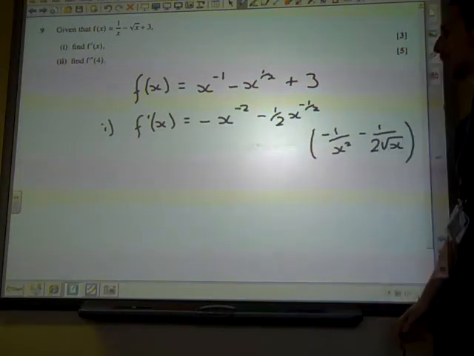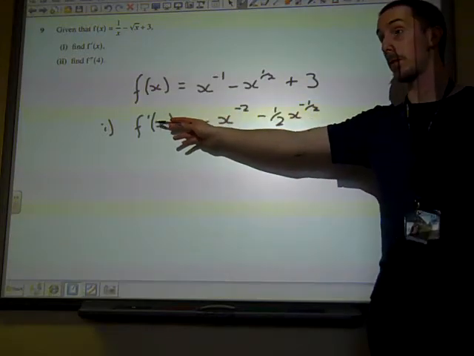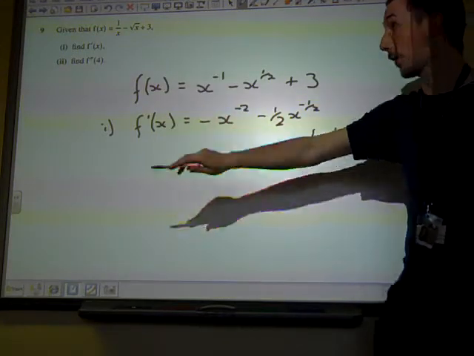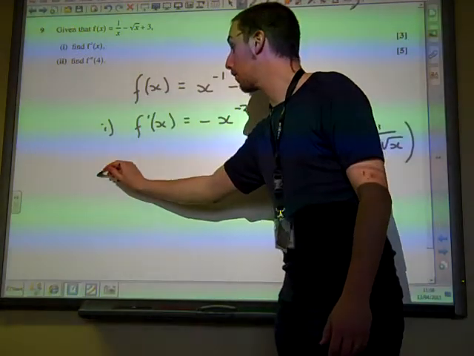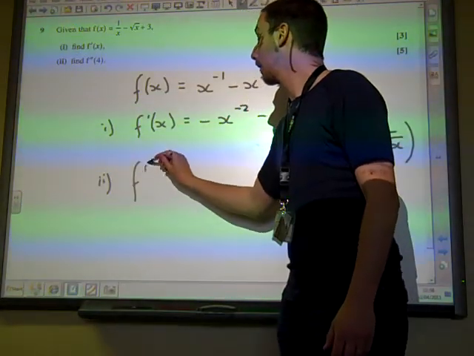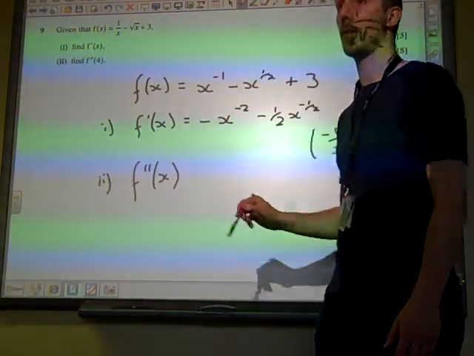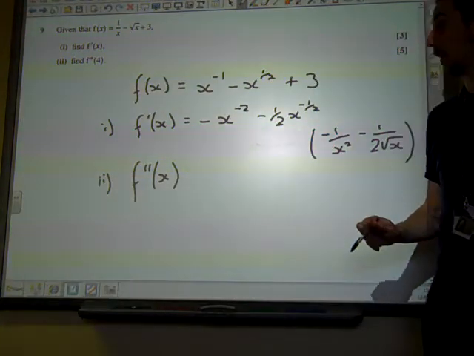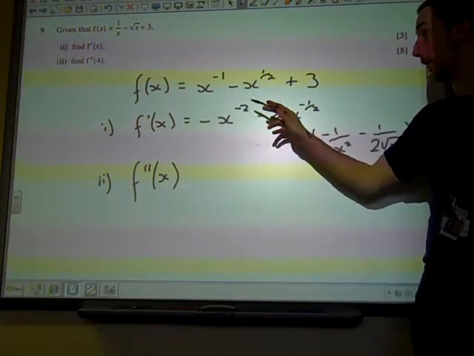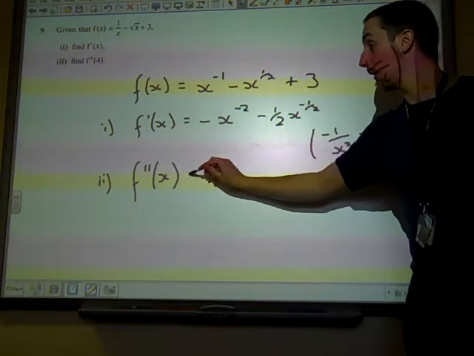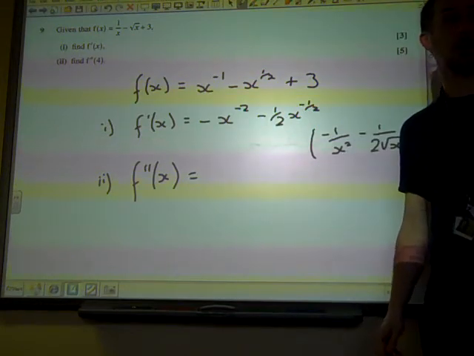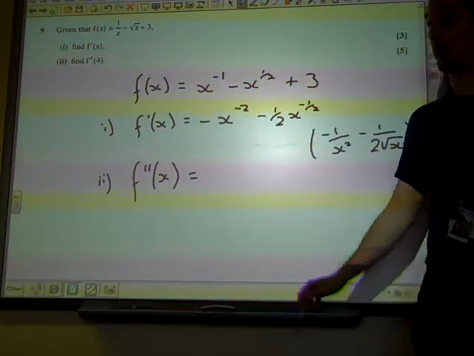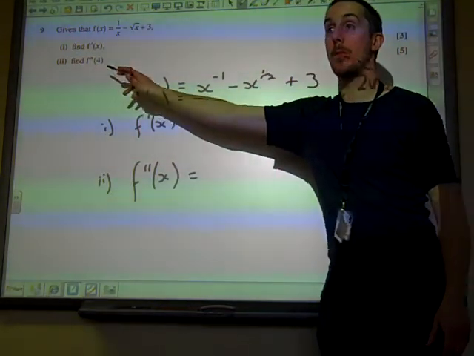What does the dash mean again? The dash means differentiate it once. And so for part 2, the next dash means differentiate it twice. So we're going to differentiate that answer to get f double dashed x, and then we're going to sub in the value of 4 to complete it.